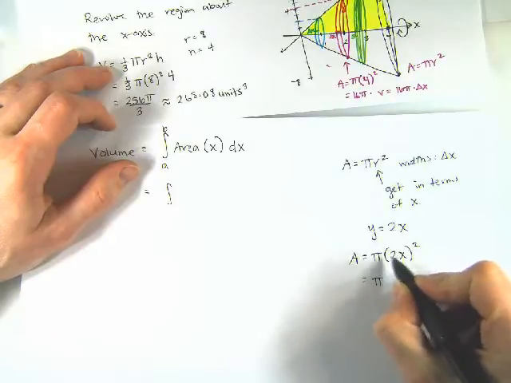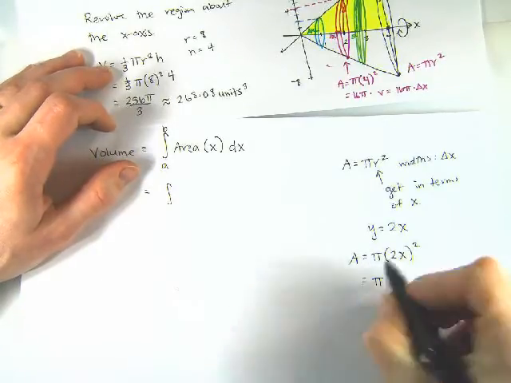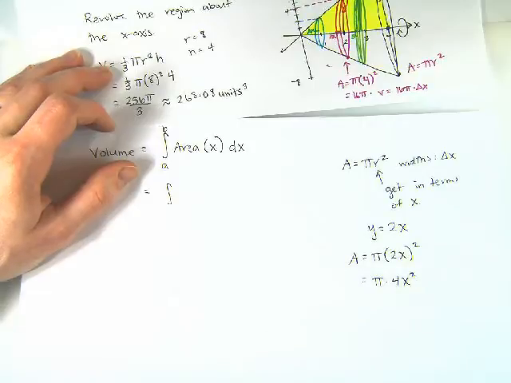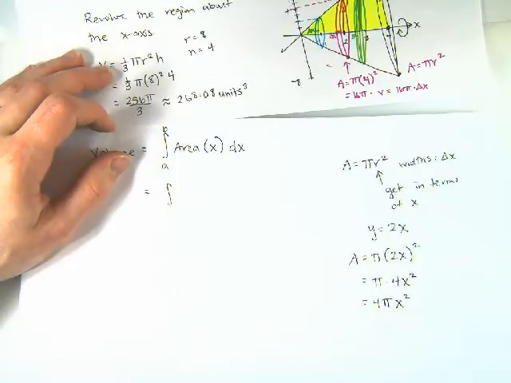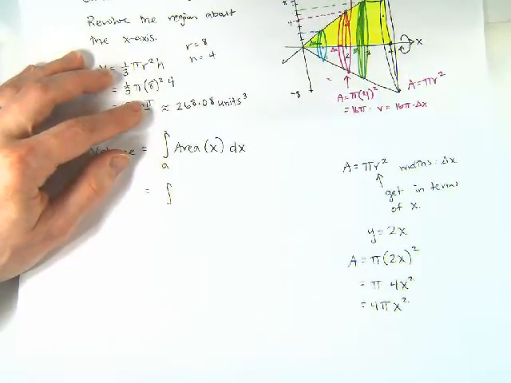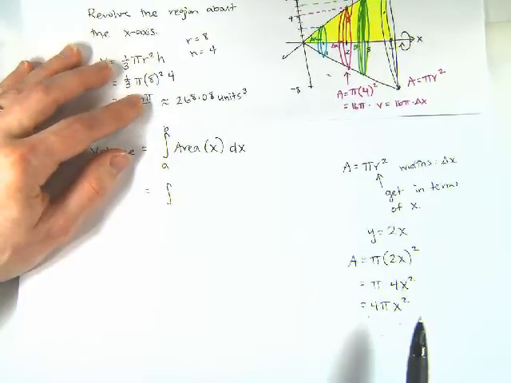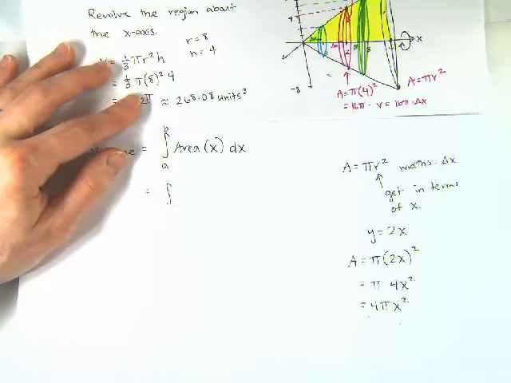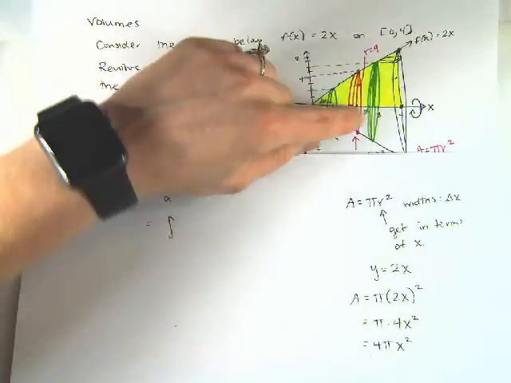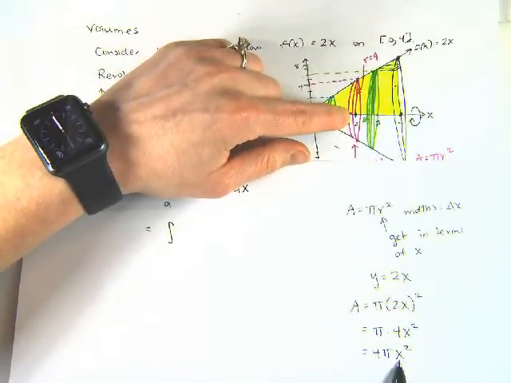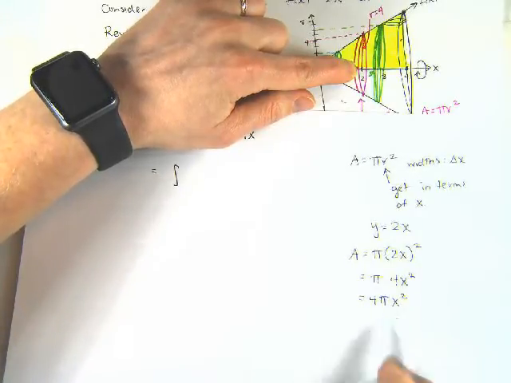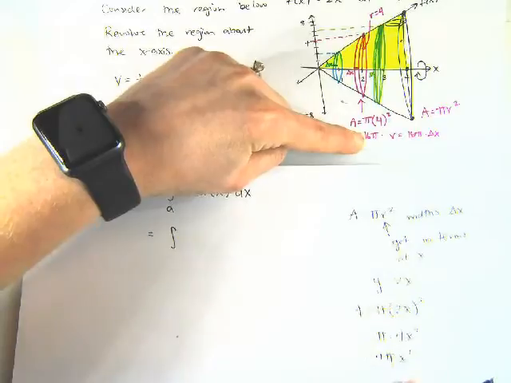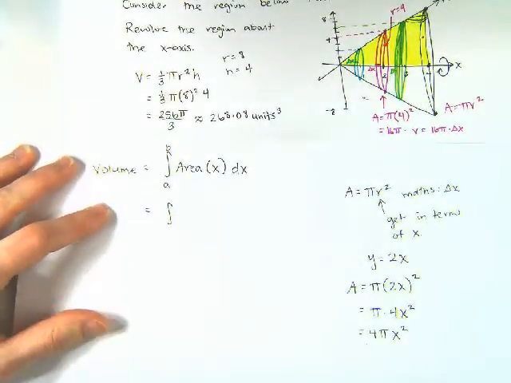So this is pi times, and when I square 2x, I need to square the 2 and the x. So this would be 4x squared, which I'll write as 4 pi x squared. Now let's see if that works, because this is supposed to represent the areas of the cross-sections depending on where I slice the object. If I were to slice at 2, for example, my area should be 2 squared is 4, 16 pi. So this represents the area of the cross-section wherever I happen to slice.